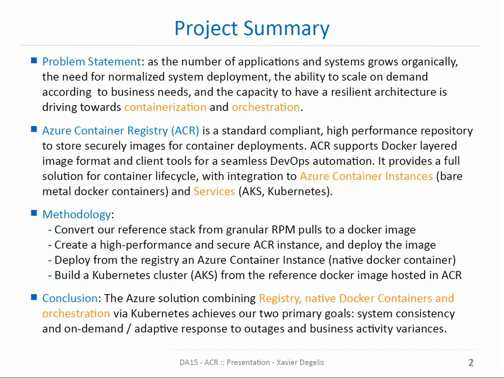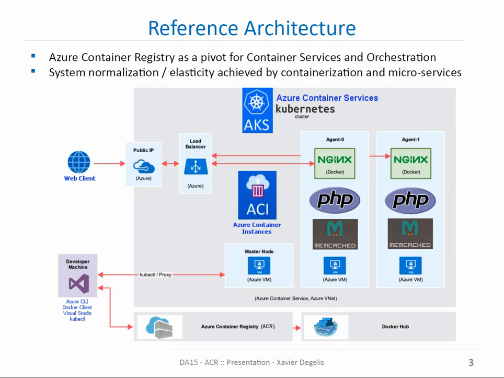Our conclusion for this project is that the Azure solution, combining registry, native Docker containers, and orchestration via Kubernetes, achieves our 2 primary goals: system consistency and on-demand adaptive response to outages and business activity variances. We also want to present our reference architecture in this project, which demonstrates that the Azure Container Registry is a pivot for container services and orchestration. This project also emphasizes that system normalization and elasticity is achieved by containerization and microservices.